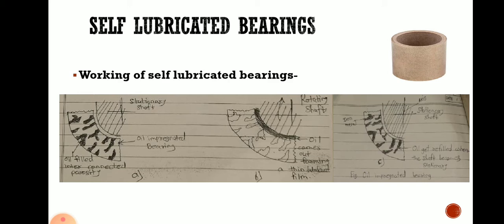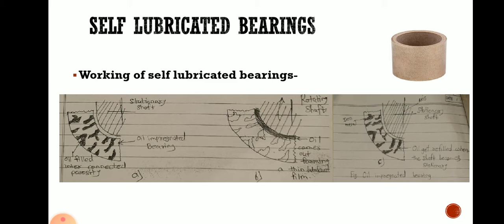When the speed of the shaft decreases, both the pressure as well as the temperature will also decrease. In the third diagram you can observe that whenever the shaft speed has decreased or the shaft becomes stationary, the pressure and temperature have decreased, and due to this, with the help of capillary action, the oil goes back into the pores. So there is no wastage of oil and the bearing works smoothly and silently. So due to the decreased pressure and temperature when the shaft is stationary, with the help of capillary action the oil goes back into the pores.